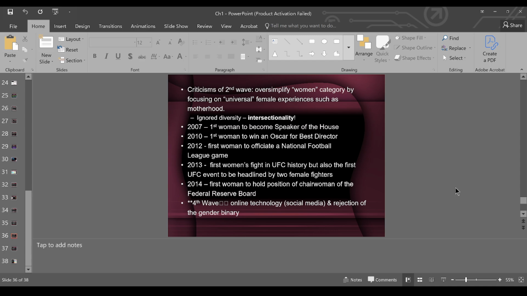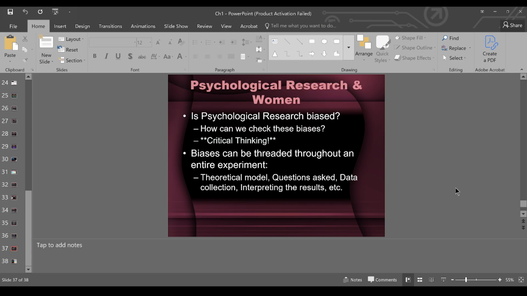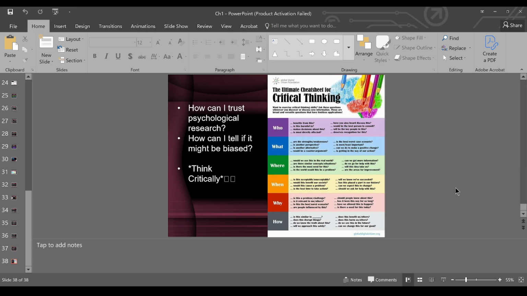Then the criticisms of the second wave. You can see each one, and they still continue to go on, regardless of this. And then you have this one, which we call psychological research and women, based on how they checked in critical thinking, and then you have this one too throughout the entire experiment. I don't want to read too much of this because I do want you to read it until we understand a little better.